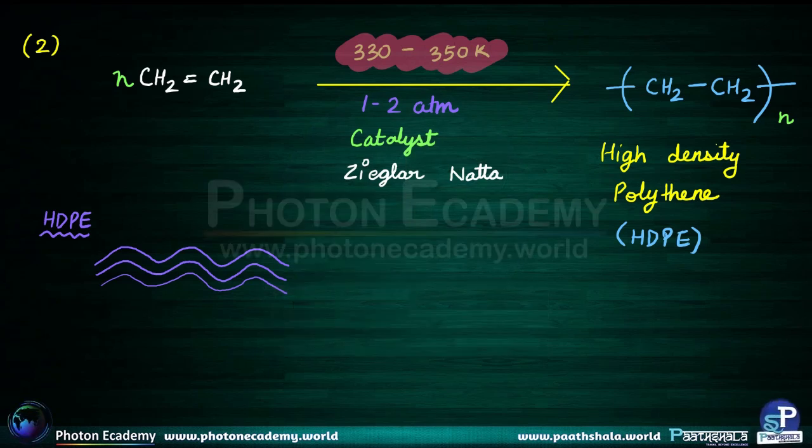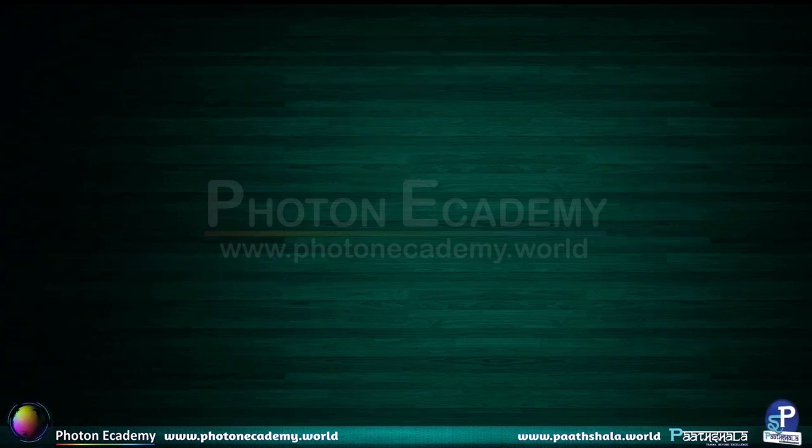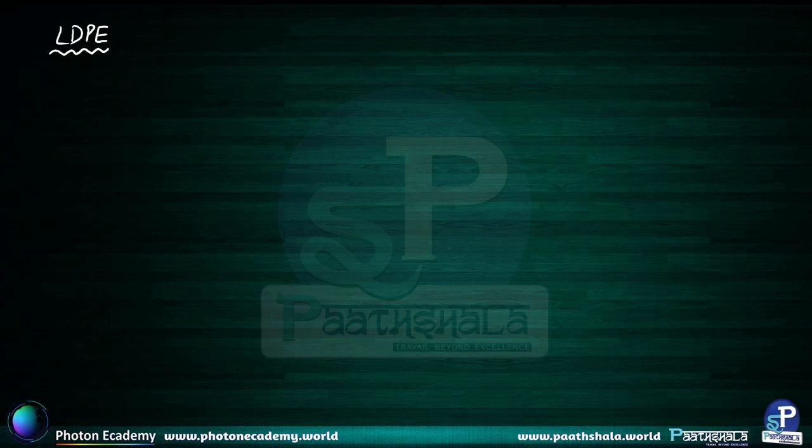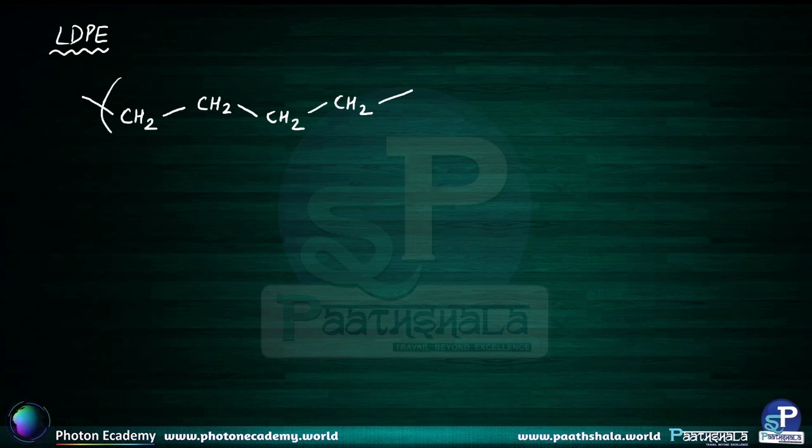For instance, buckets are made of plastic, and that plastic is high density polythene. Now, contrary to this, the polythene that we previously saw was low density polythene, LDPE. In LDPE, the polymeric chain, formed by the joining of many monomers of ethene, looks something like this. So we have n units of this.